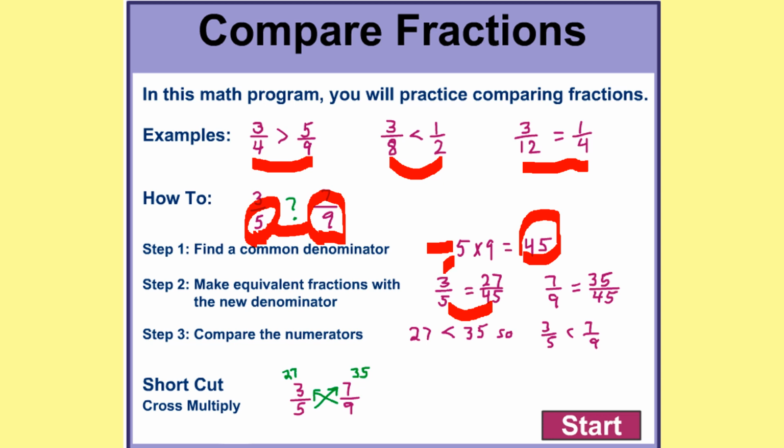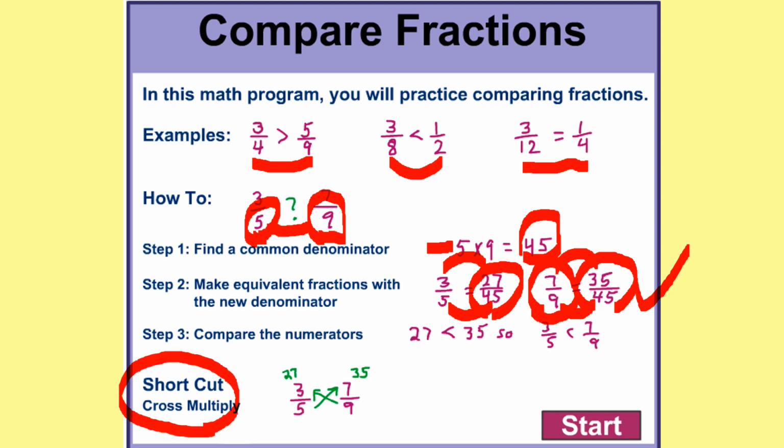So what is 3 times 9? 27. Right. The other side, we did 9 times 5. So 9 times 5 is 45. What is 7 times 5? 35. So which is greater? Is it 35 or is it 27? And the correct answer is 35. So 7/9 is greater than 3/5. 7/9 wins.